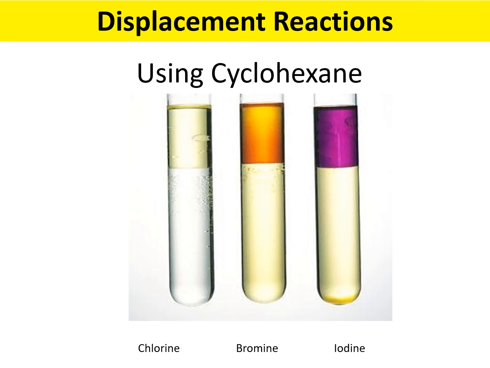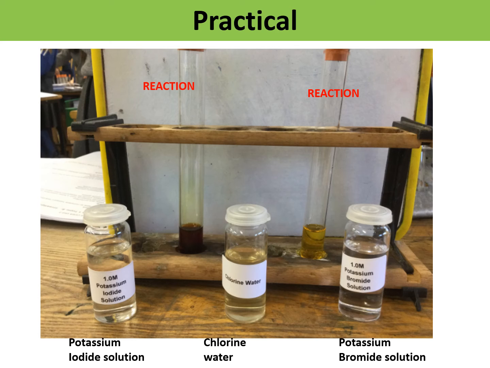We use cyclohexane in these reactions as it does not mix with the aqueous solution and the halogen is more soluble in the cyclohexane layer, so we can spot what halogen is being produced. So let's have a look at reaction of potassium iodide with chlorine and potassium bromide with chlorine.